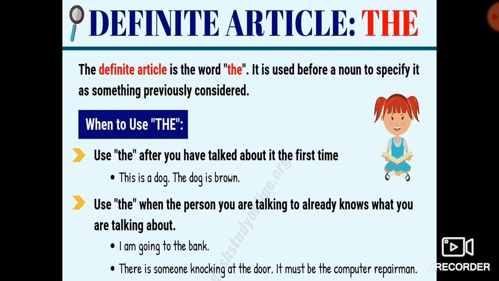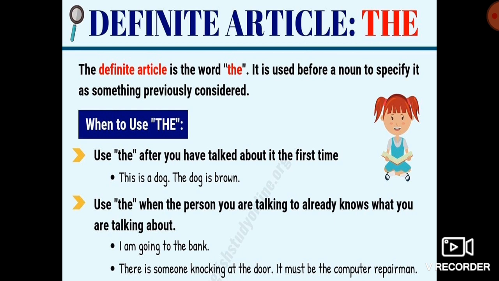First, use the after you have talked about it the first time. Like, this is a dog. The dog is brown. We have already discussed dog. That's why here the word the is used with dog in the second sentence.